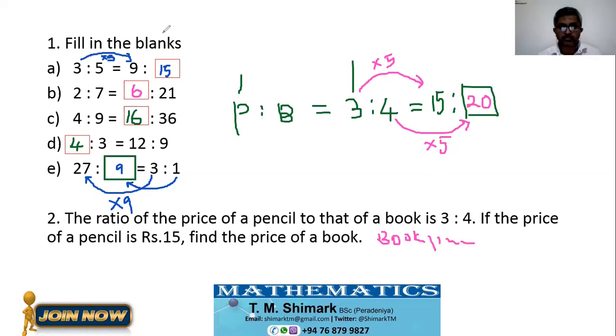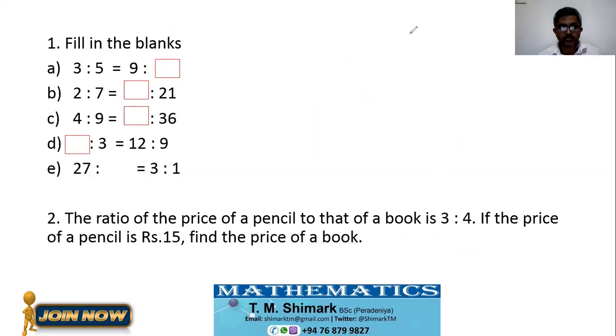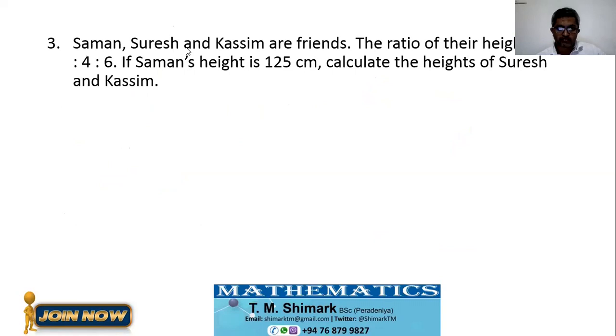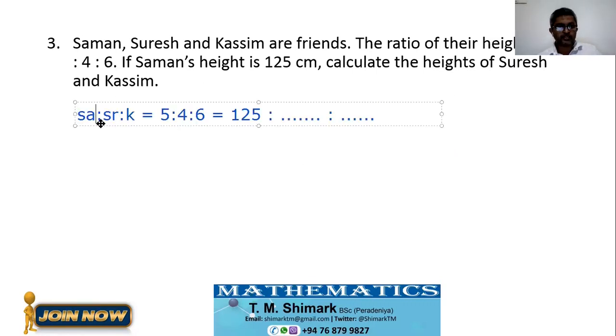Right, okay. I'm just going to the next question. Saman, Suresh, Kasim are friends. The ratio of their heights is 5:4:6. If Saman's height is 125, calculate the height of Suresh and Kasim. Can you do it? Saman is to Suresh is to Kasim, the heights are 5:4:6.